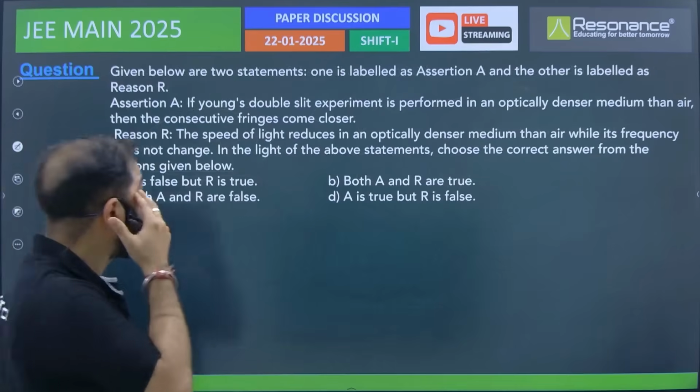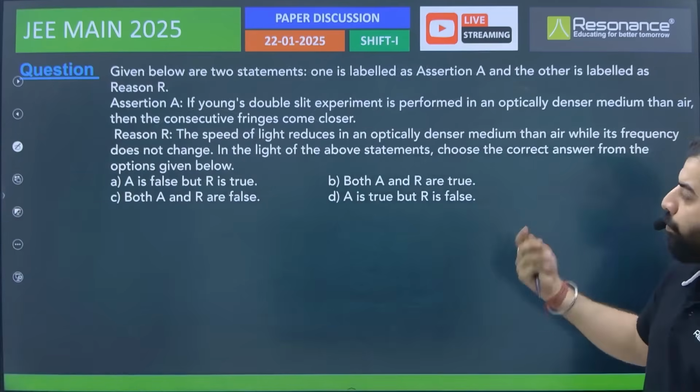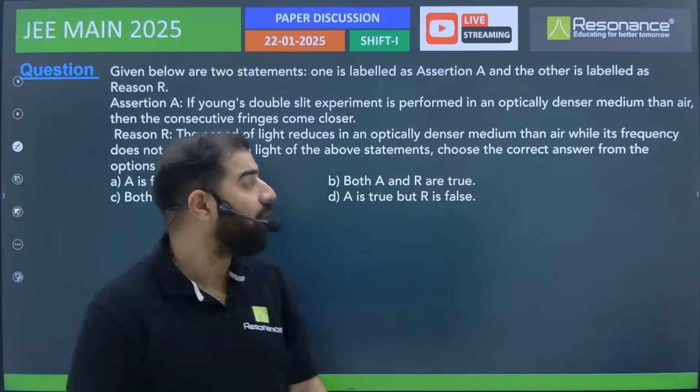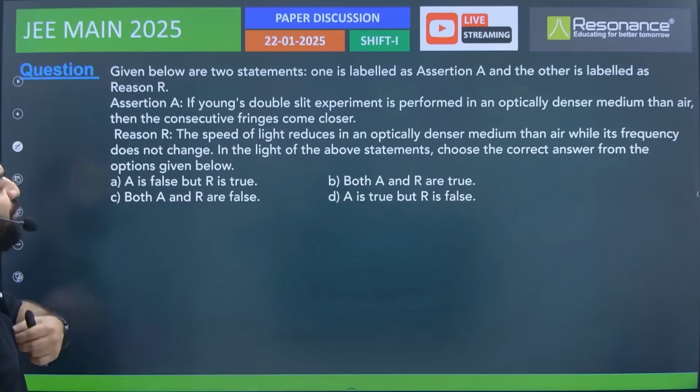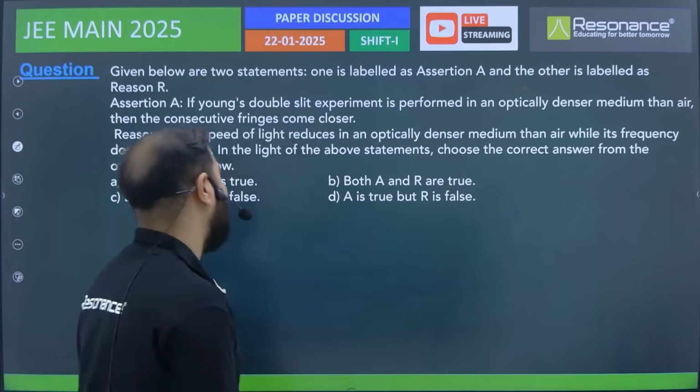The given below are two statements. One is labeled as assertion, the other as reason. There were a few such questions this time, 2-3 questions we have seen. Before this we saw one question on vernier caliper, right? This is one more question on assertion reason.